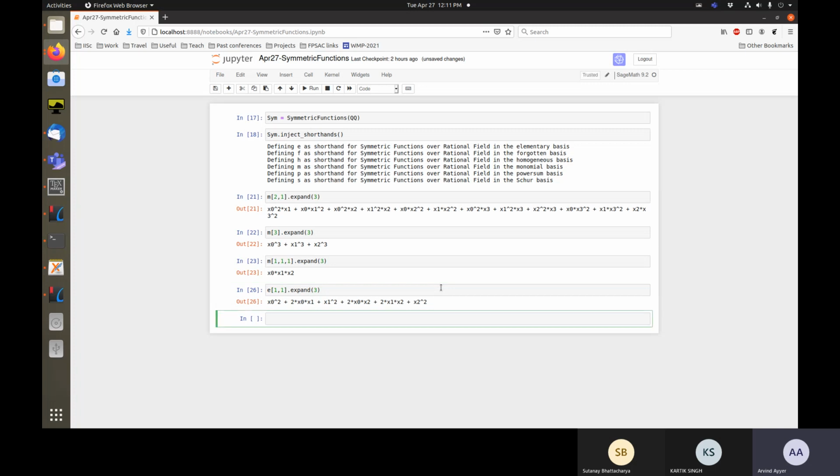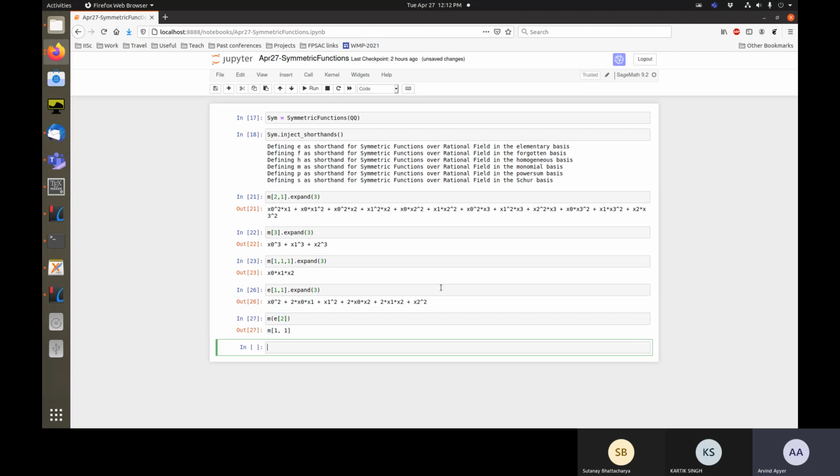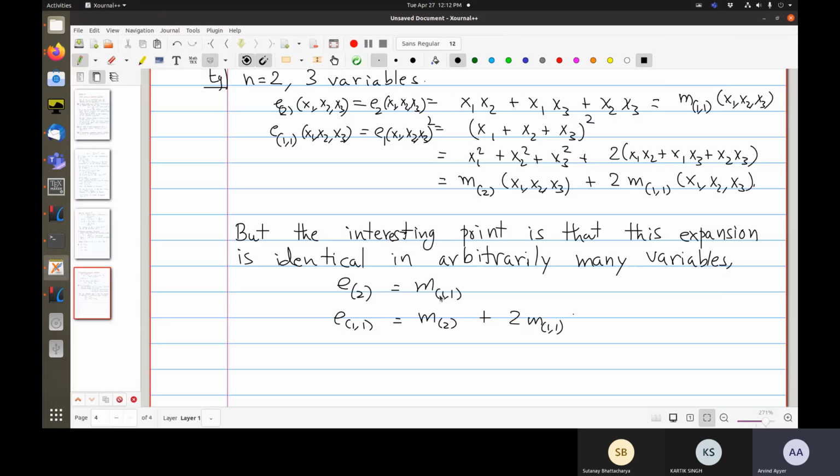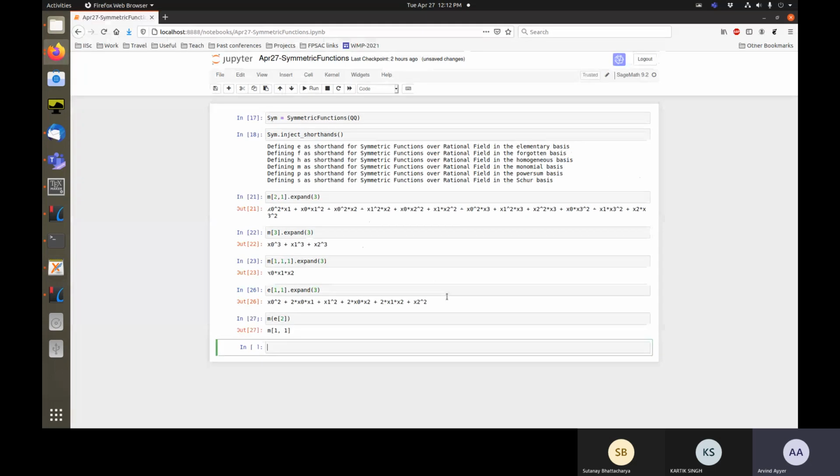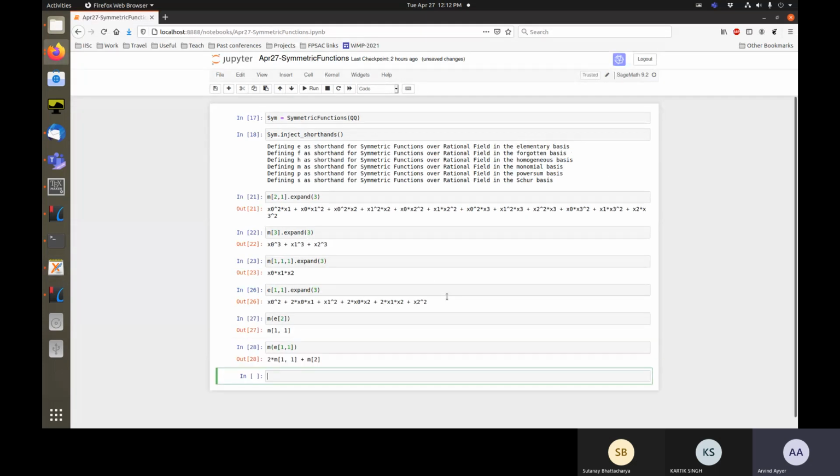But now if I want to express the E's in the M basis, Sage knows how to do it without specifying the number of variables. So if I do M of E2, I'll get M11. This is what I just wrote over here. E2 in the M basis is M11. And M of E11 is 2 M11 plus M2.